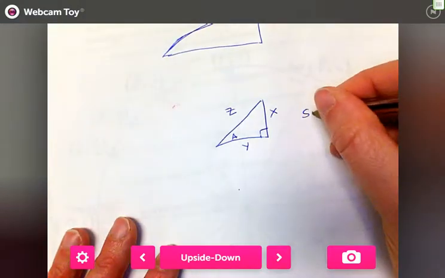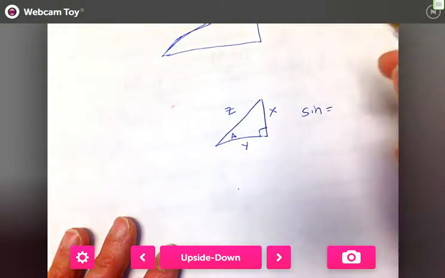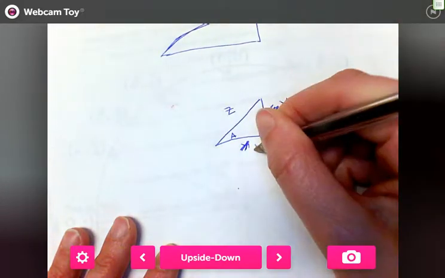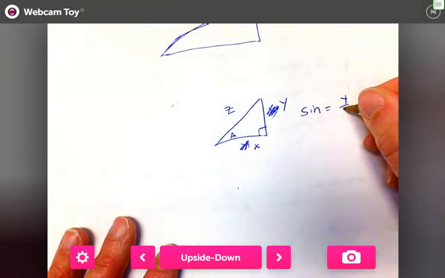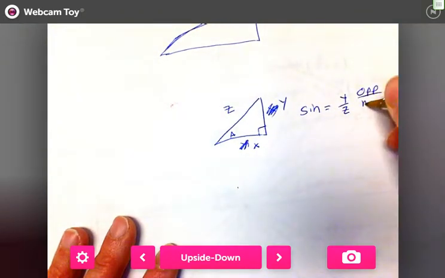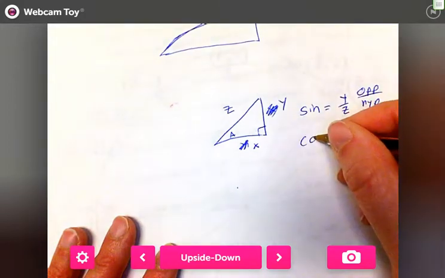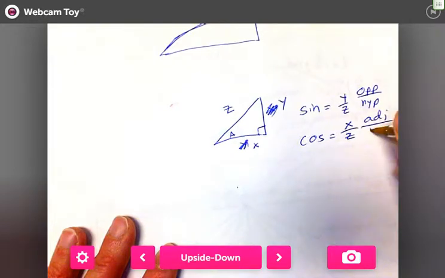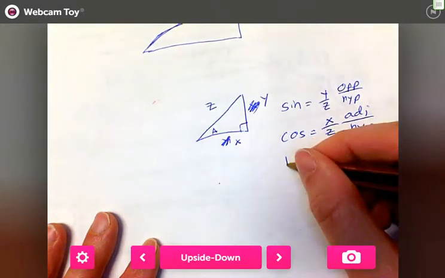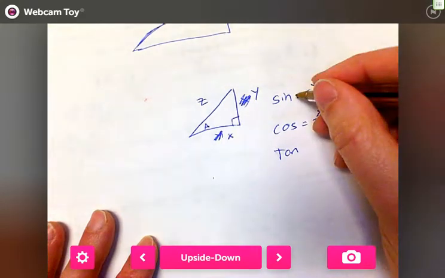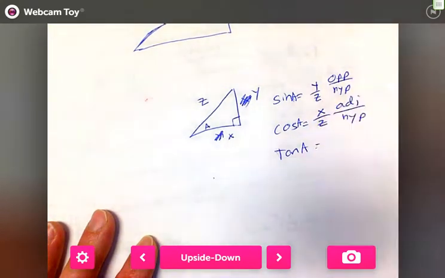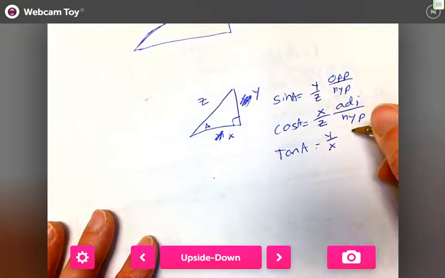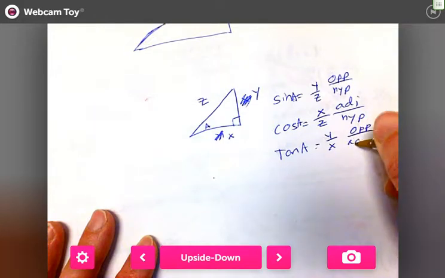Remember, if we're looking at the sine, it is the opposite. Opposite is Y over Z. Opposite over hypotenuse. Cosine is adjacent over hypotenuse. And tangent, this is all of A, is opposite over adjacent. Okay?